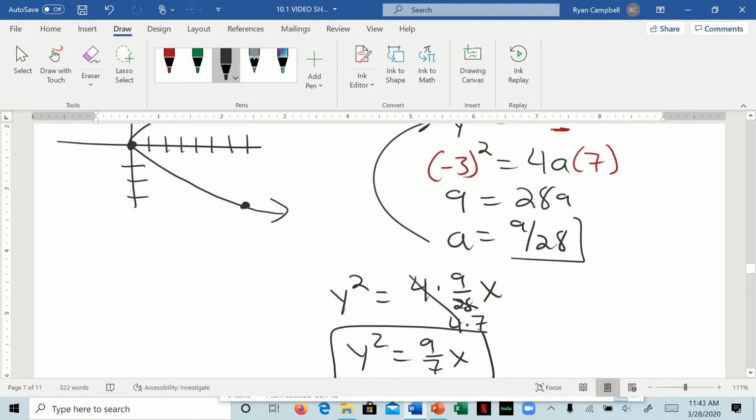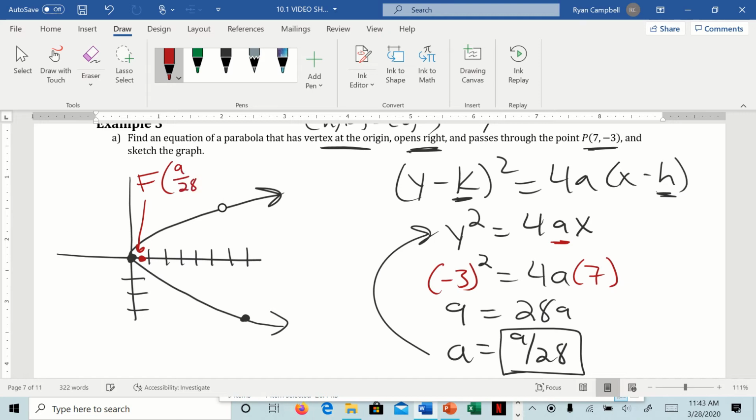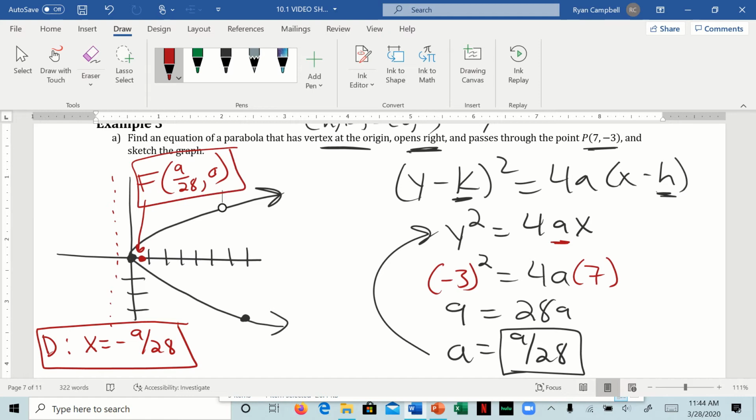Well, since we said that a was 9/28, we need to go into the parabola a. So we go into the parabola a. What point do we end up at? Right, the focus is just going to be (9/28, 0). If we go outside the parabola a, we should see that we're at x equals -9/28 for the directrix. -9/28. And that's it.